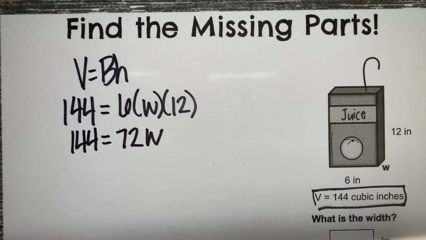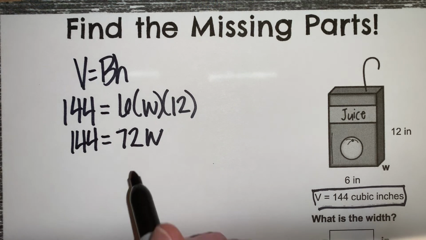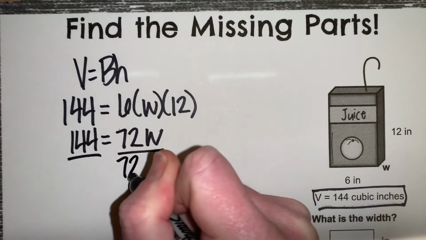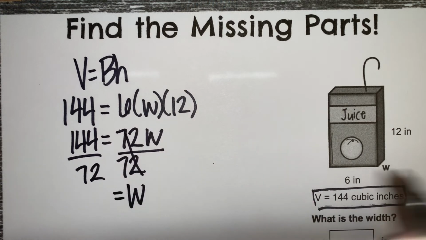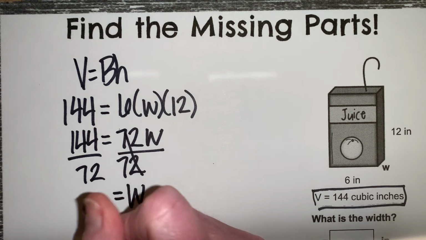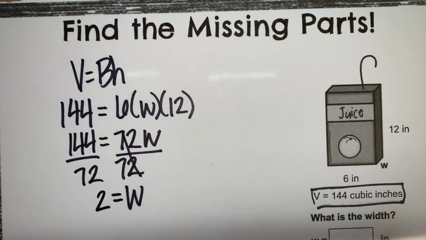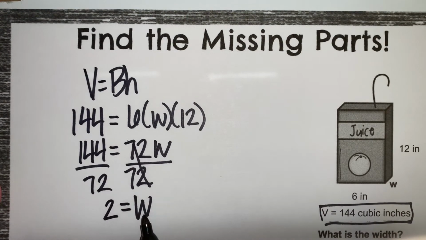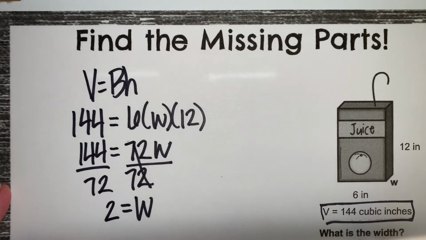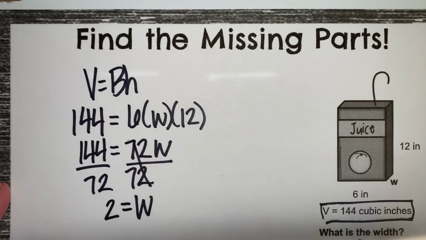Whatever W is times 72 has to get 144. So we're going to divide by 72. That leaves us W. And 144 divided by 72 is 2. So the width would be 2 inches. So you can find the missing dimension, or missing measurement, by multiplying the two measurements you know and dividing it by the total volume.